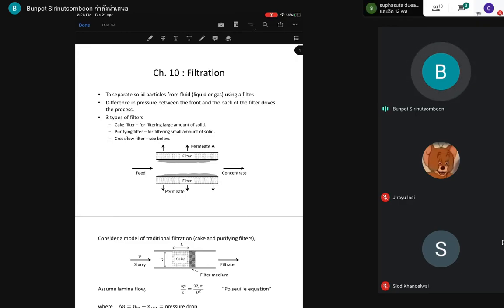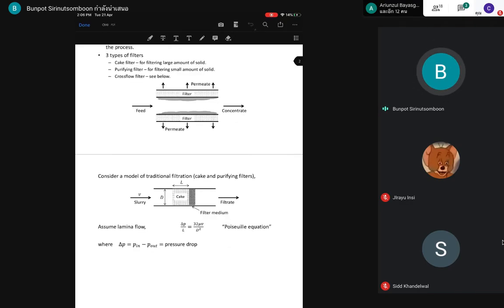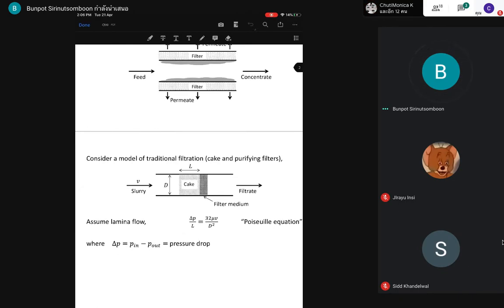But actually there are many types of filters. What we're going to focus on today is the simple one, the cake filter. Okay, so this is what it looks like. At the beginning, at time equal to 0, you only have a filter. There's no cake deposit. The flow going in is called slurry, and the flow going out is called filtrate.